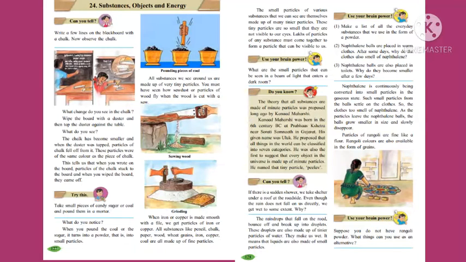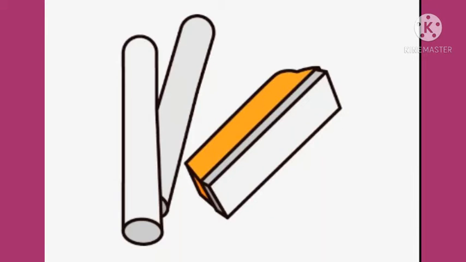Now students, can you tell? We'll discuss these questions. First one, write a few lines on the blackboard with a chalk. Now observe the chalk. What changes do you see in the chalk? The chalk reduces in size after writing on the blackboard. It becomes flat on the side from which we use it for writing.